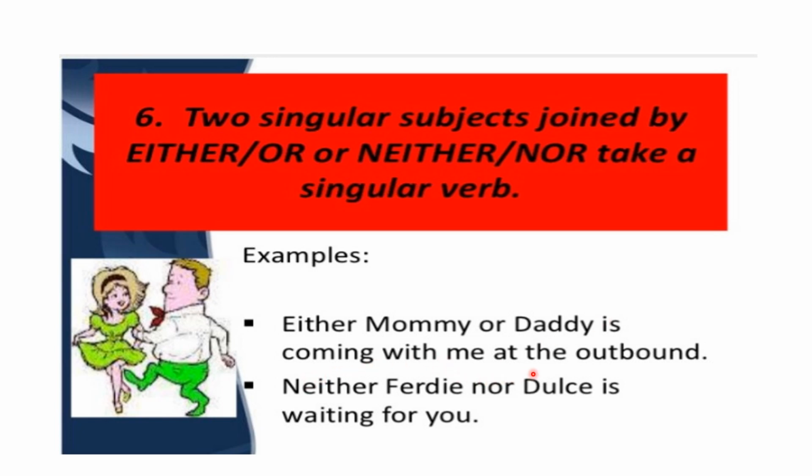Neither Freddie nor Dulcie is waiting for you. Here again, two singular subjects, Freddie and Dulcie, are joined by neither-nor. Therefore you will use the singular verb is. So when two singular subjects are joined by either-or or neither-nor, they take a singular verb.